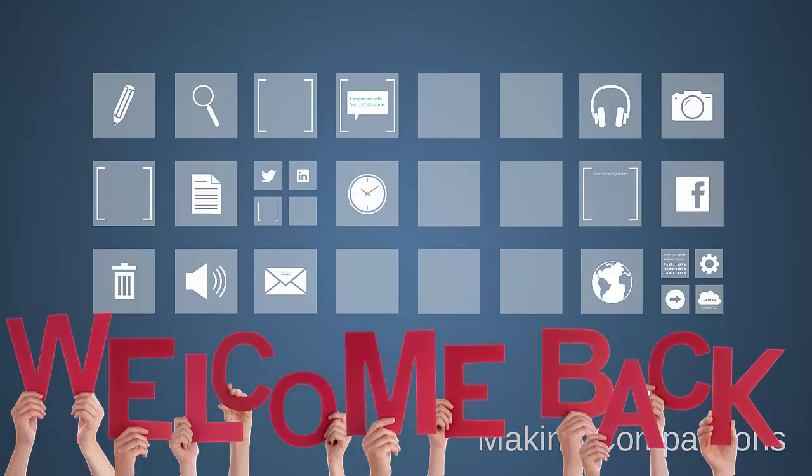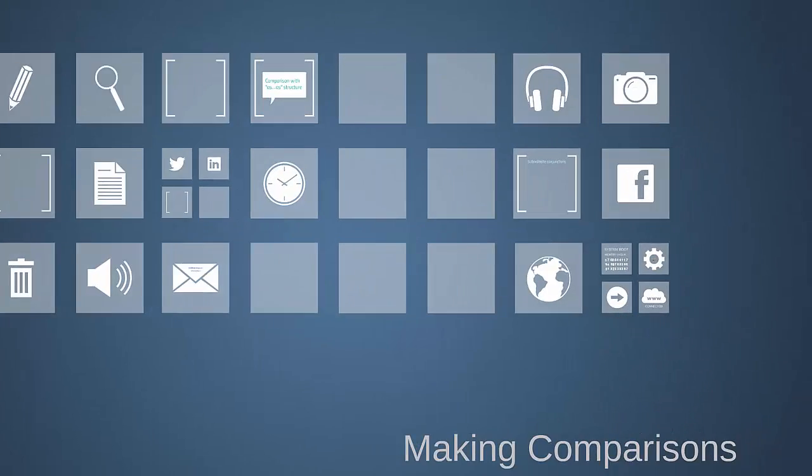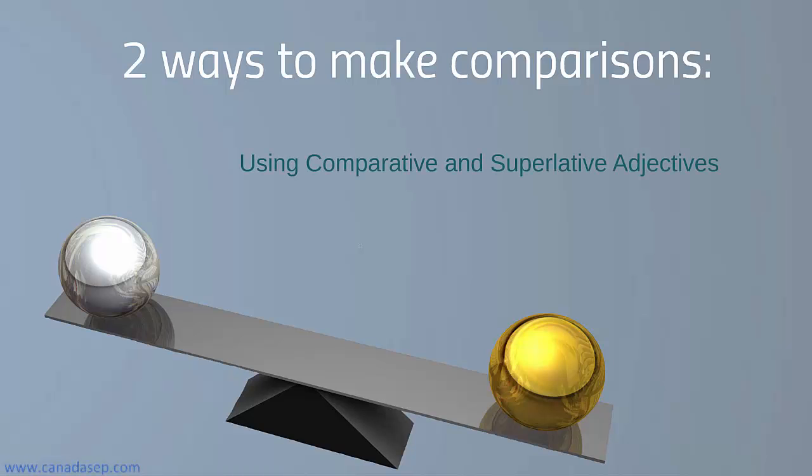Welcome back! Today's lesson is one of the most important ones in academic writing, Task 1. In this lesson, we will see how we can make comparisons between trends and numbers in graphs and tables. Two ways will be discussed in today's lesson.